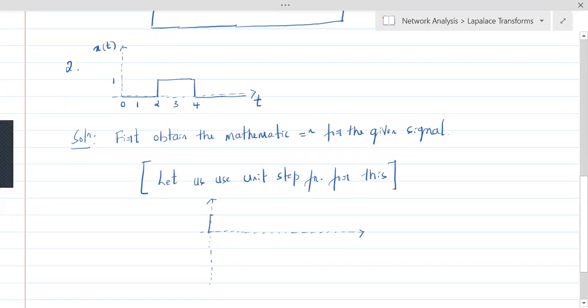So can you tell me what is this signal? So this is 0. This is 1 and this is t. Which signal is this? This signal is 1 for t greater than or equal to 0 and 0 for t less than 0. That means it's a unit step function which is represented as u of t.